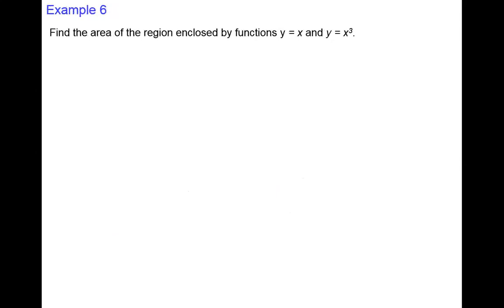Find the area of the region enclosed by the functions x and x cubed. As we're looking for the points of intersection, x equals x cubed, move all of the terms to one side, factoring out x, and then x squared minus 1 is x plus 1, x minus 1. That's we do have 0, negative 1, and 1. Lots of points of intersection.